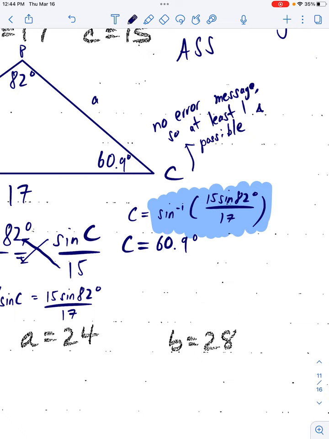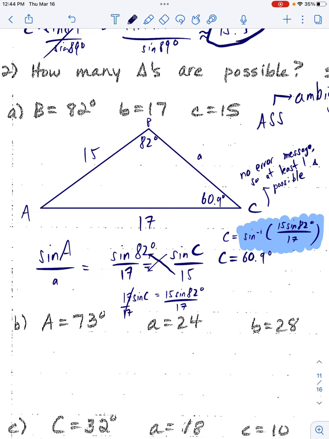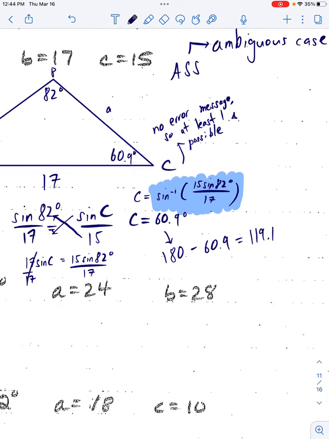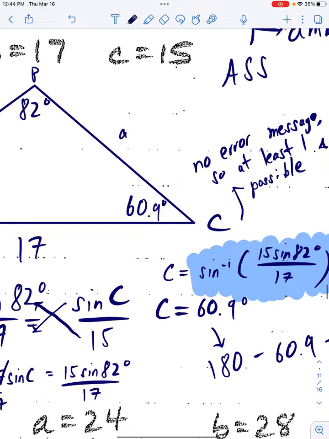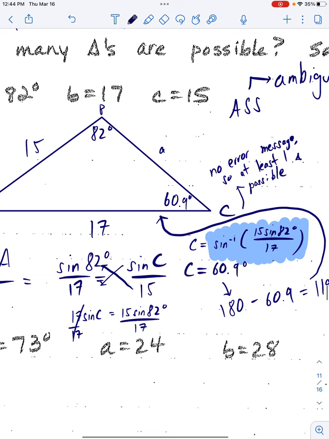No error message, so there's at least one triangle possible. To see if there are 2 triangles possible, we're going to take this 60.9 that we just found and subtract it from 180. So it's going to equal 119.1. We're going to take that 119.1 degrees and write that up here as an alternate answer for big C.